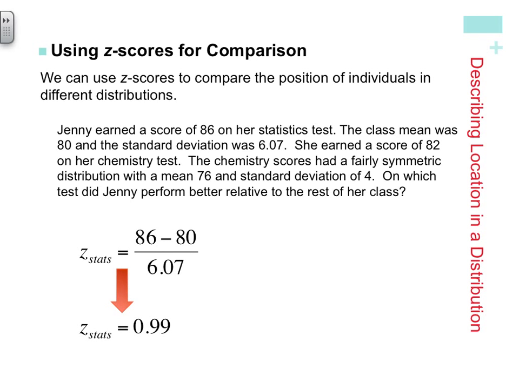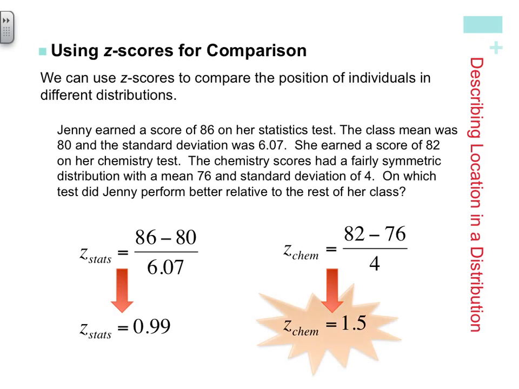So we already did the z-score for her stats class. In her chemistry class, her standardized score would have been 1.5, which means in chemistry she was 1.5 standard deviations above the mean. That means that she technically did better on her chemistry test, because she was 1.5 above the mean as opposed to 0.99 above the mean in her stats class.